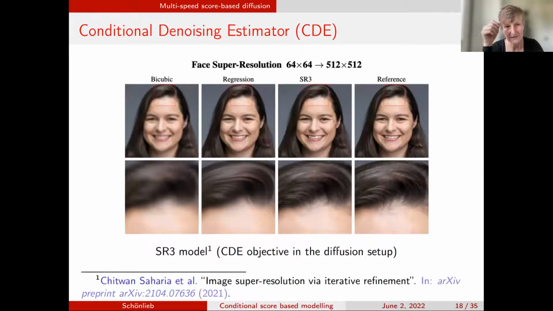Let me briefly show you, because this is a method that I'm going to compare with in a moment, how other people in machine learning have thought of doing this conditional image generation based on the score-based diffusion models. One prototypical approach is this conditional denoising estimator, where again you can see that it has been used for similar kinds of problems like super resolution, where this is just a comparison with different super resolution approaches, and this is the conditional denoising estimator approach.